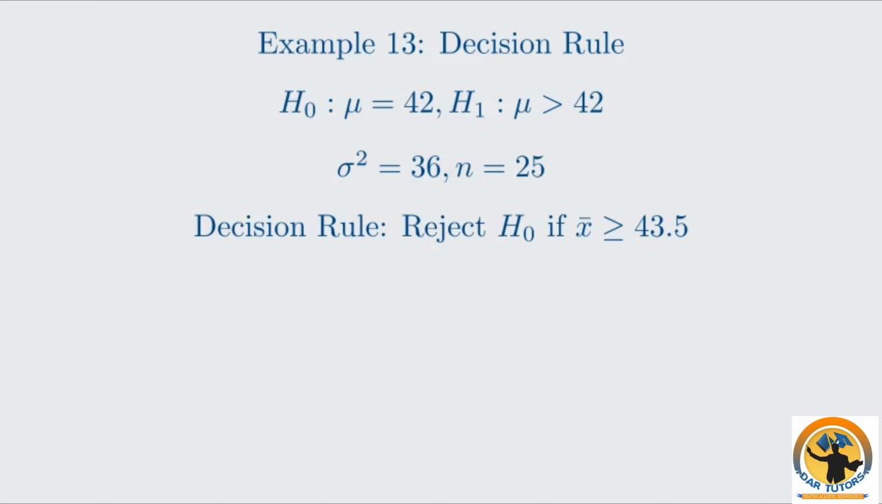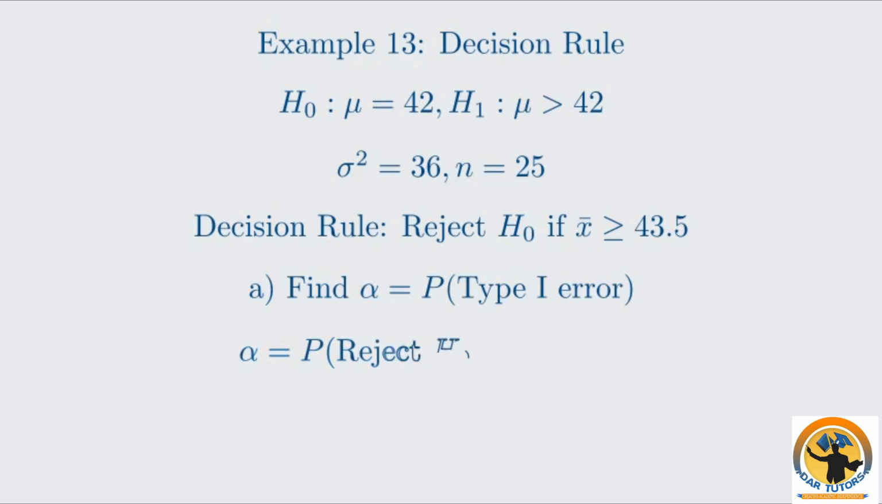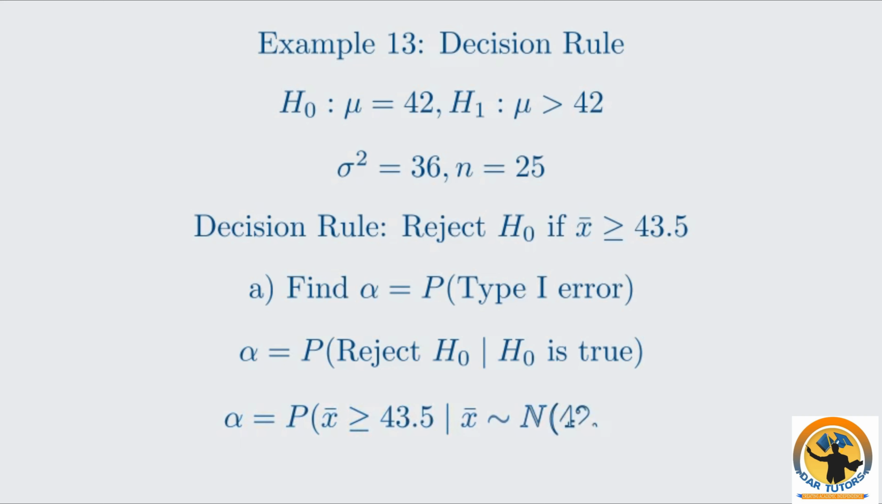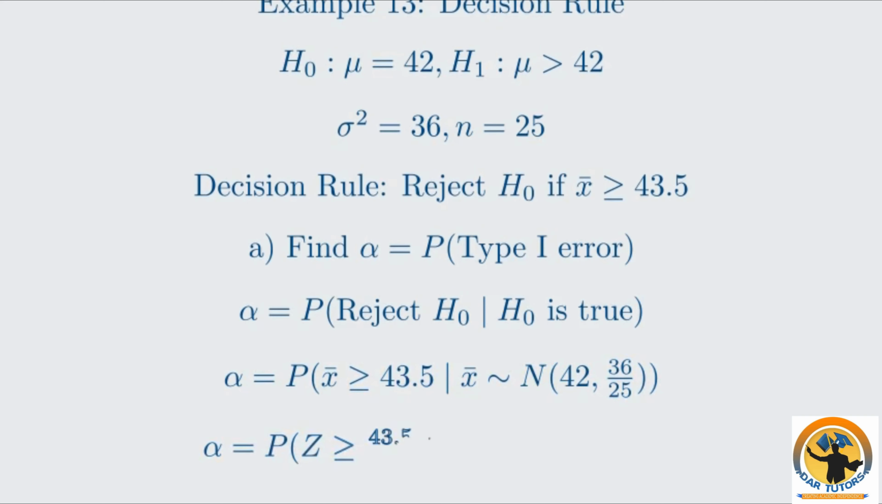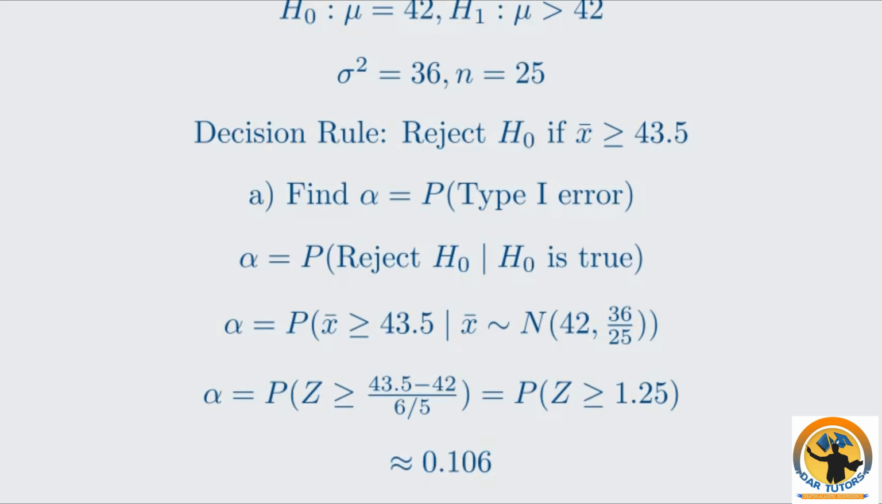Part A asks for the type 1 error probability, alpha. Alpha is the probability of rejecting H0 when it's true. The decision rule says to reject H0 if x bar is greater than or equal to 43.5. So we need to calculate this probability under the null hypothesis. The sample mean x bar follows a normal distribution with mean 42 and variance sigma squared over n, which is 36 over 25. Standardizing, this is the same as finding the probability that z is greater than or equal to 1.25. This gives an alpha of approximately 0.106. This means the actual significance level of this test is 10.6%.